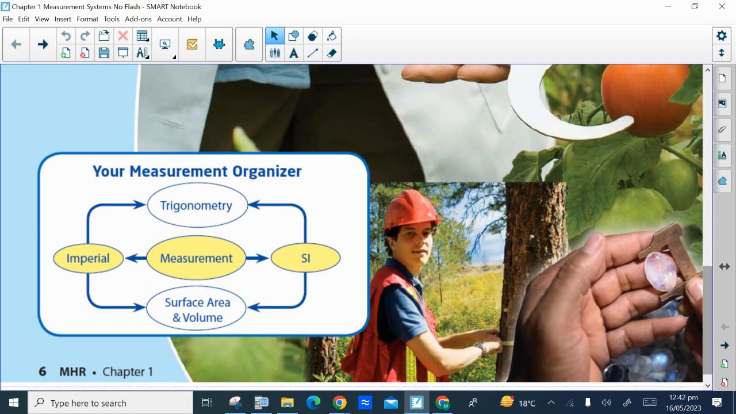So again, we're going to talk about measurement first. That's chapter 1. We're going to talk about the two systems, imperial and the metric system. We're going to be converting between the two as well. Chapter 2, we're going to do surface area and volume of shapes. And then chapter 3 will be trigonometry, which is looking at triangles. We're going to see how we can find missing angles and missing sides in right triangles, a 90-degree triangle.